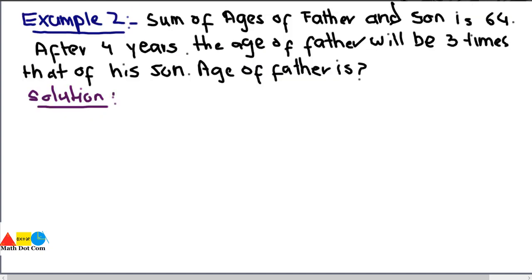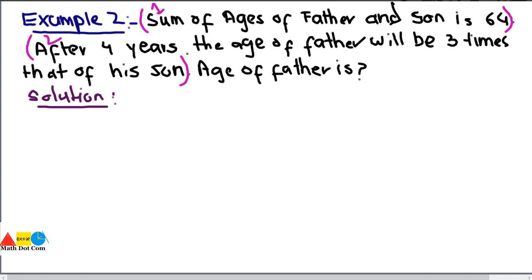So this is another example where the sum of ages of father and son is 64. After 4 years, the age of father will be 3 times that of his son. The age of father is what is asked here. So our step 1 is to divide the question into two parts. Our part 1 is this and part 2 is this. These are the two parts of the example.